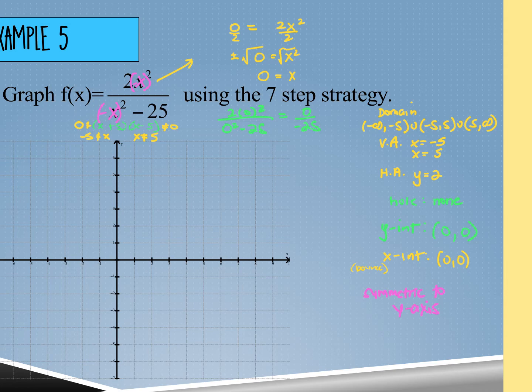With me so far? Okay, now we plot these things. So I start with my vertical asymptotes at -5, +5. My horizontal asymptote at y equals 2. My x and y intercept at 0, 0.